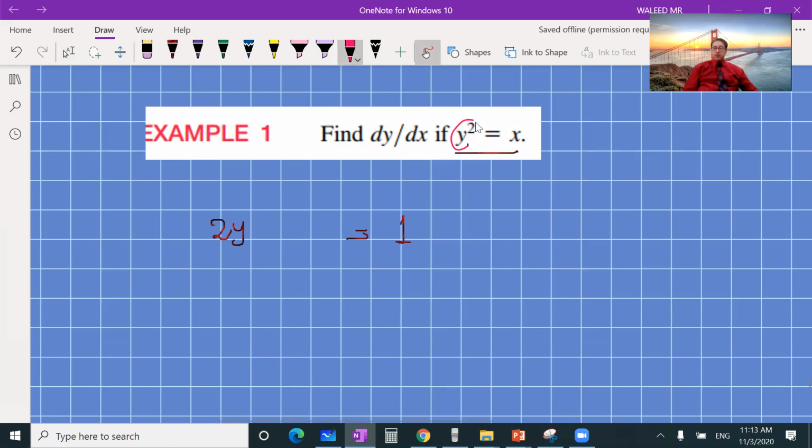No, no, no. While determining the derivative of y squared, that is 2y, you have to multiply by dy over dx. You know that? Equals, as it is. Derivative of x is 1, right? So what is dy over dx now? It's 1 over 2y. We have finished our work.